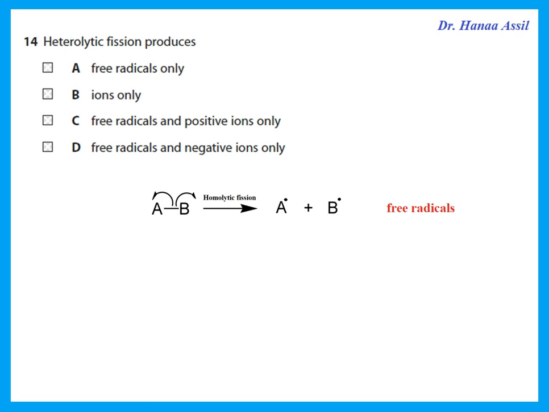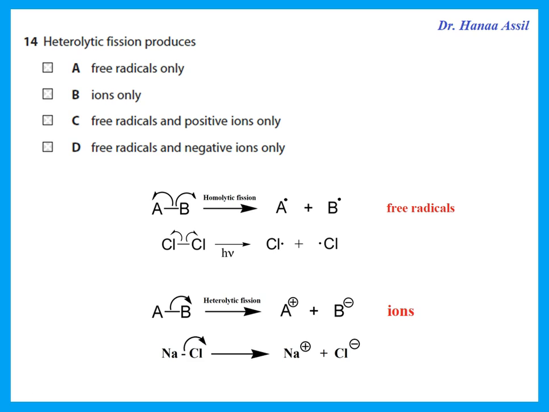Now, that means that it forms free radicals, the ones where we have one electron extra on each of them. That's a free radical. So, homolytic will give only free radicals. Heterolytic is when both electrons of the bond go to one of the atoms. So this results in the formation of ions. So he is asking about which one? Heterolytic. Heterolytic forms ions only.